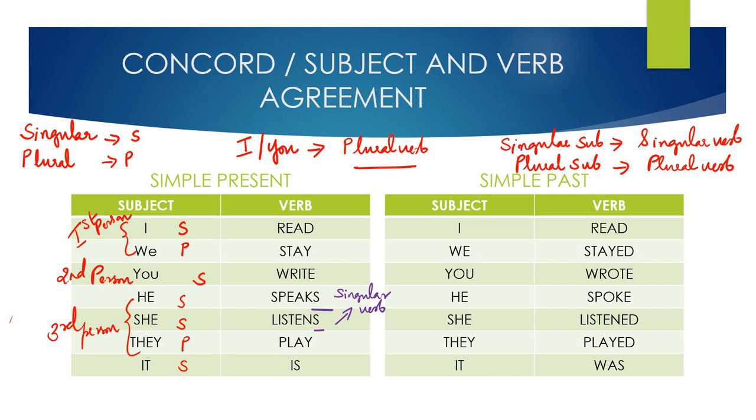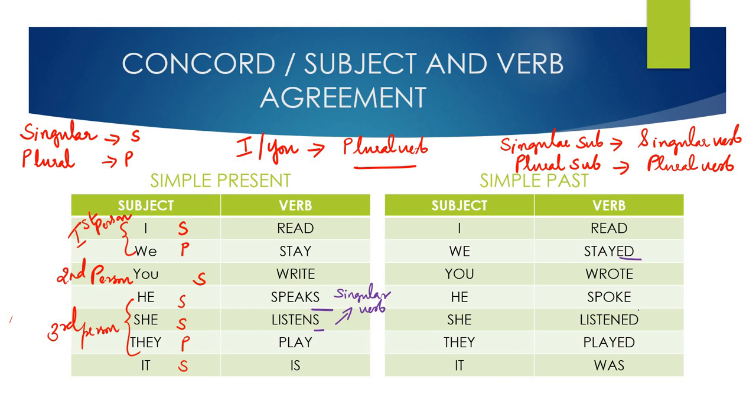Now we are going to learn how the same kind of words are changed into simple past. I read, where read changes to read. In simple past, you say it as read, but the spelling is R-E-A-D. We is followed by stayed, where we have simply added ed to the word, becomes stayed. You wrote, their write changes to the past tense form wrote. He spoke, their speaks changes to spoke in past tense.